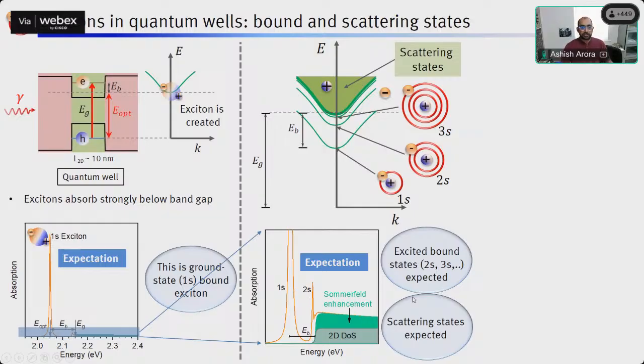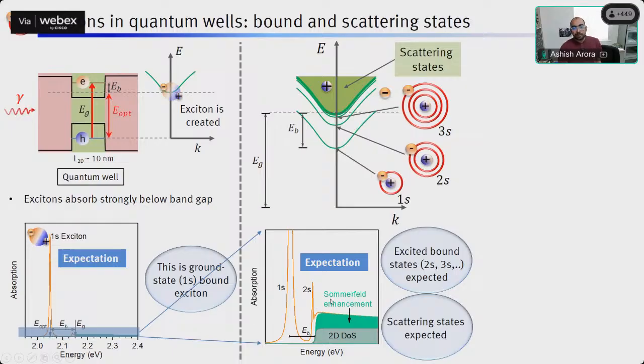In fact, the expectation is that the intensity of the nth excited state goes down as n cubed, meaning the 2s state will have 8 times lesser intensity. Similarly, the 3s state will have 27 times lesser intensity compared to the 1s state. So this will be even smaller. So this is mostly hidden.